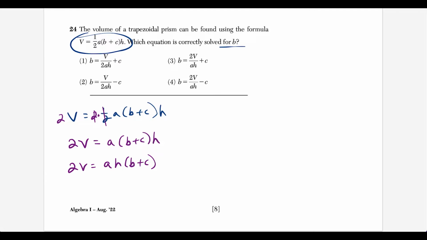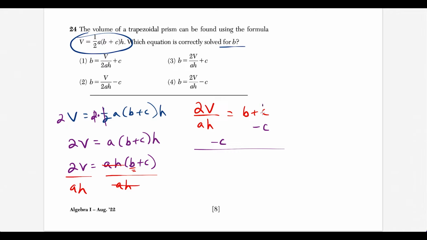But now, since our goal is to solve for b, I'm going to divide both sides by ah. And what that accomplishes is this cancels out on the right, and now this is going to bring us over here. We have 2v divided by ah equals b plus c. And since b is what we want, we could just go ahead and subtract c from both sides. And now the c's cancel, and we have 2v over ah minus c is equal to b. And this is going to match up here. Let's go scanning the answer choices for this. This is going to match up with choice 4.